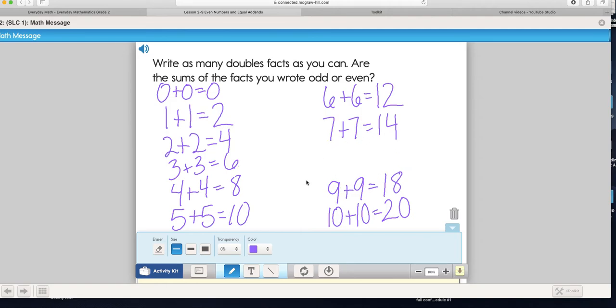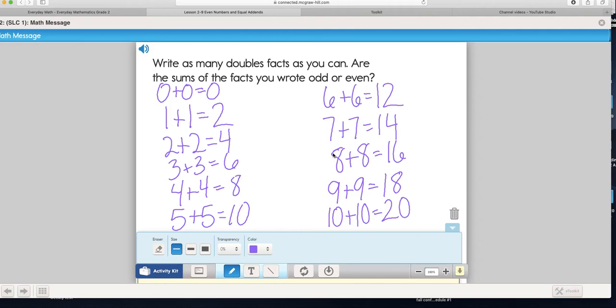What's needing to go into my gap right here, Jake? 8 plus 8. Which equals what? 16. 8 plus 8 equals 16. All right, here are all of my doubles facts. Doubles facts are two of the same numbers that you add together to get your answer.